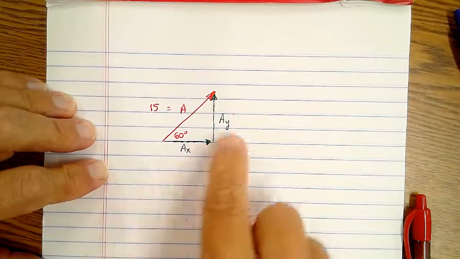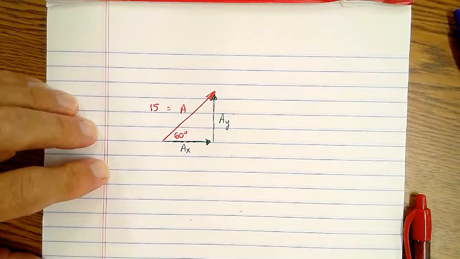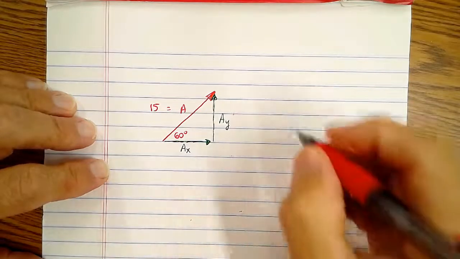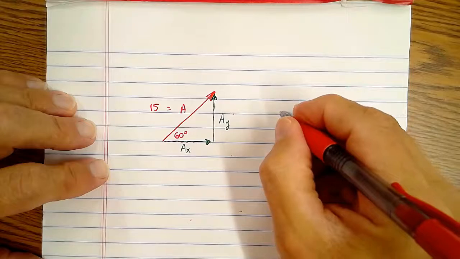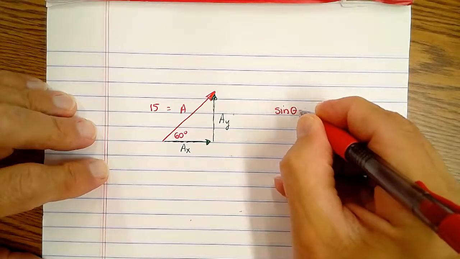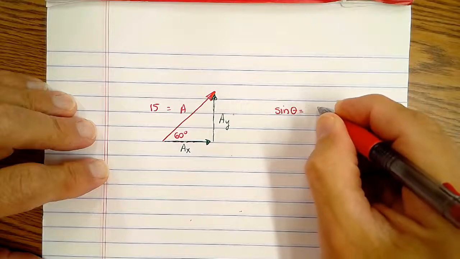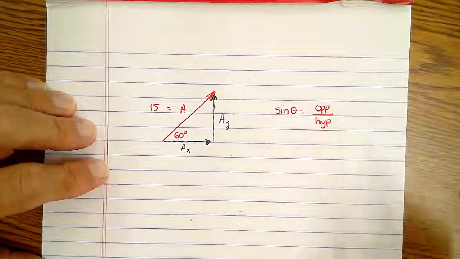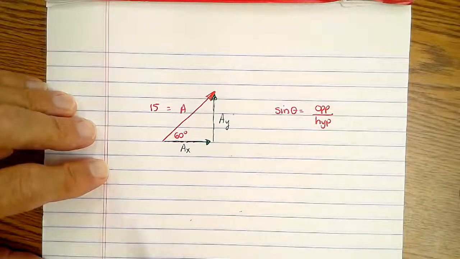And I want to know what is the x and the y component of A, all right? So a quick review of trig. You may or may not remember that the sine of an angle is always equal to the length of the opposite side divided by the length of the hypotenuse. So sine is opposite over hypotenuse.